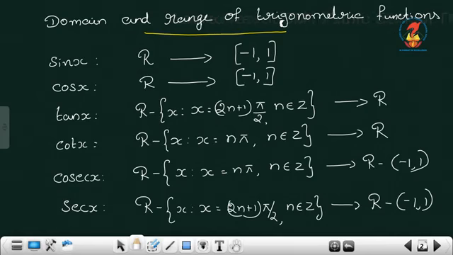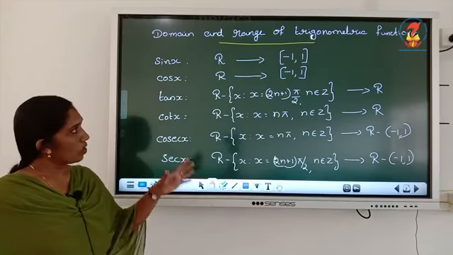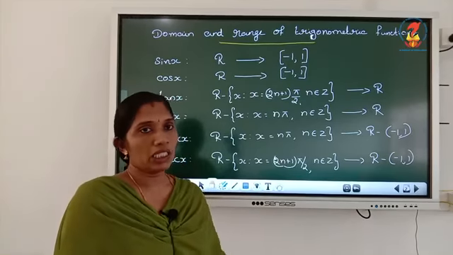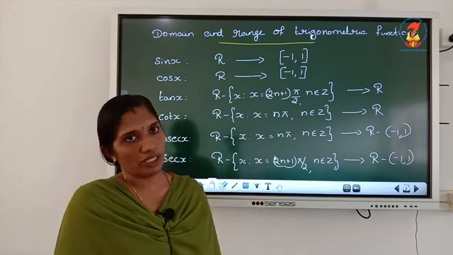Sine, cos, tan, cot, cosec, sec, all 6 trigonometric functions, domain and range. Domain on the left side, range on the right side. Then in this chapter, this we already discussed last year. In this chapter we have to learn inverse trigonometric functions.